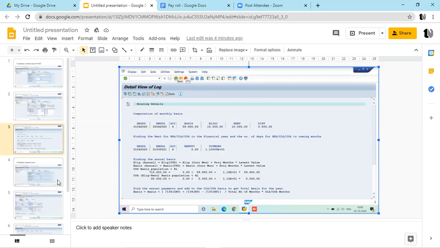Suppose somebody says my company lease accommodation is not calculated correctly. Then you must go to this particular calculation. First of all, you have to check 581. Second, you have to check your infotype 8. Third, you have to check the calculation of INHRA under that log. This processing part you must check. In this way you can analyze such kinds of issues.